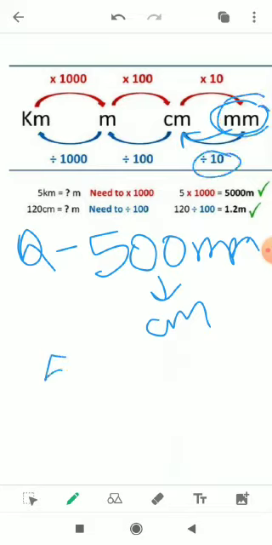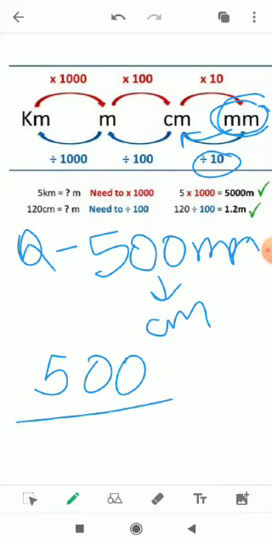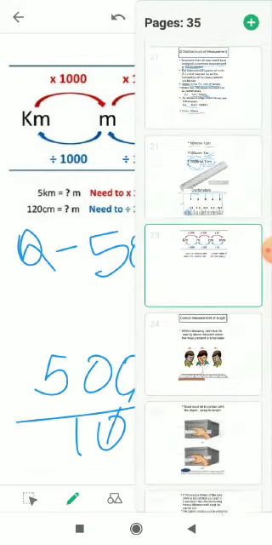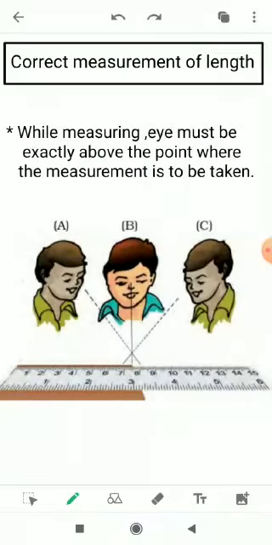So we will divide the 500 millimeter by 10 and we will get the value in centimeter. So we can say that 500 millimeter is containing 50 centimeter. In the same way, we can perform many more numericals on the basis of these relationships. Now moving further to the next topic.